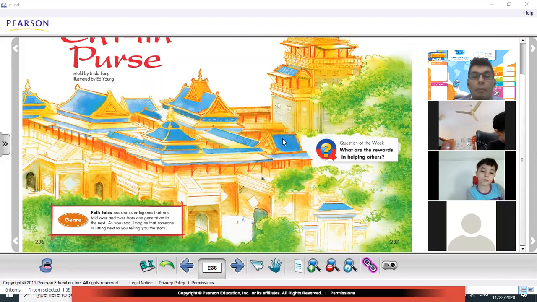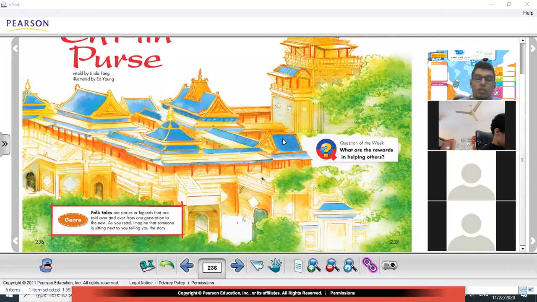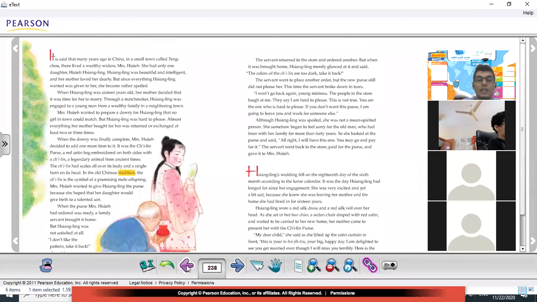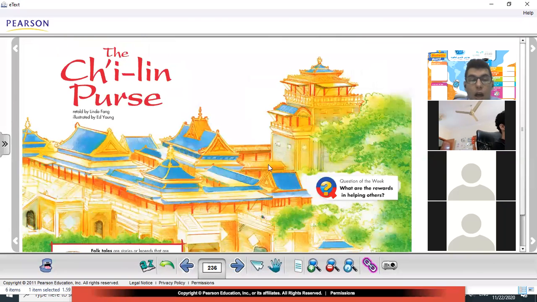So if your grandma told your mom a story, and your mom told you a story, does this make this story a folk tale? Yes, amazing, very good. One story that passes through generations. Now, can you tell me about the target skill of this story?